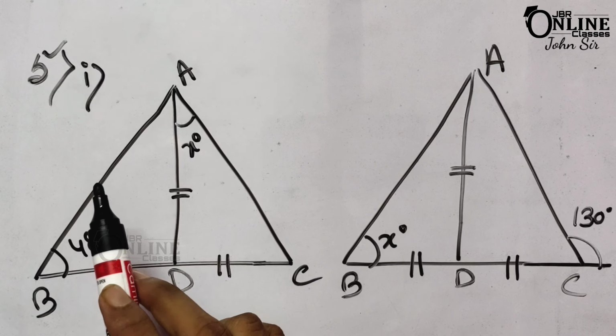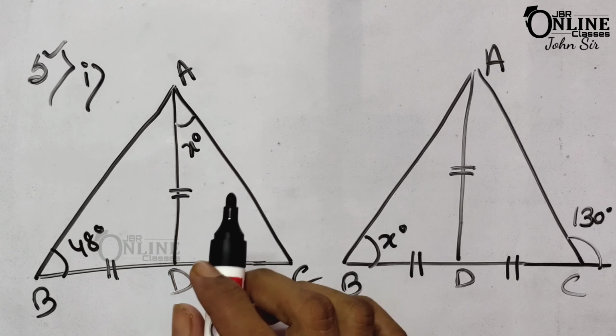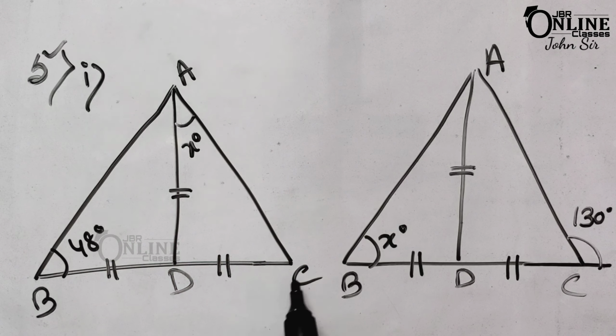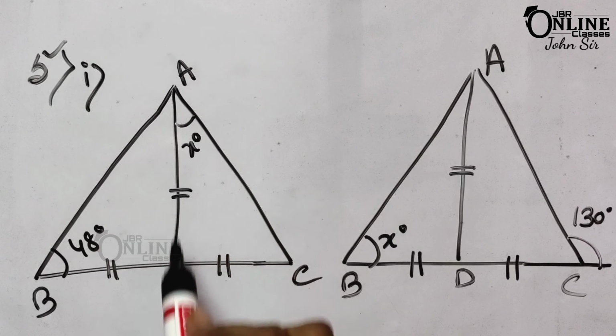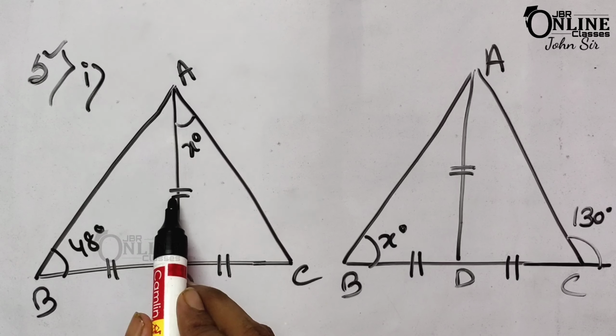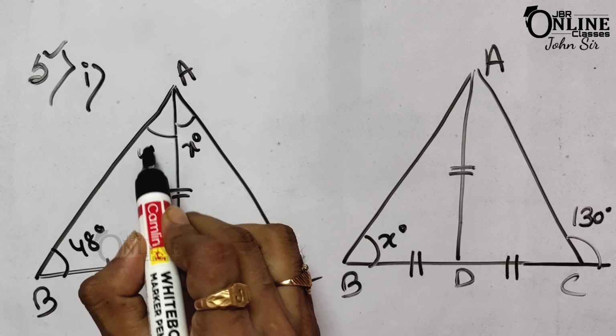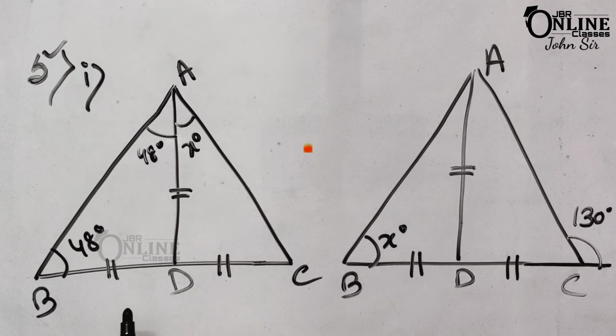Now sum number 5.1. In the following figures, find the value of x. So here ABC is a triangle. Now first ABD. In this triangle, BD equals AD or DA. So if these two sides are equal, then these two angles will be equal. So if this one equals 48, then this one also equals 48.